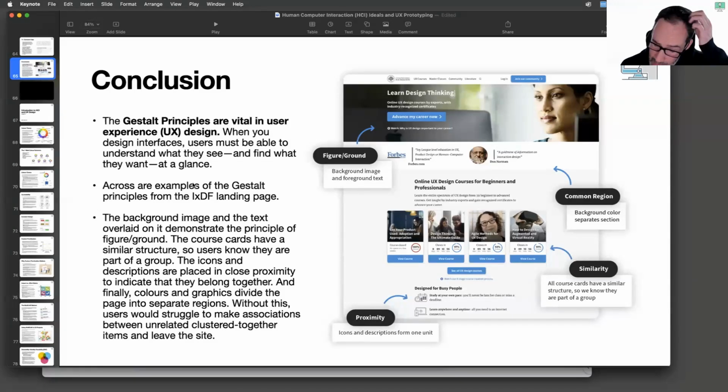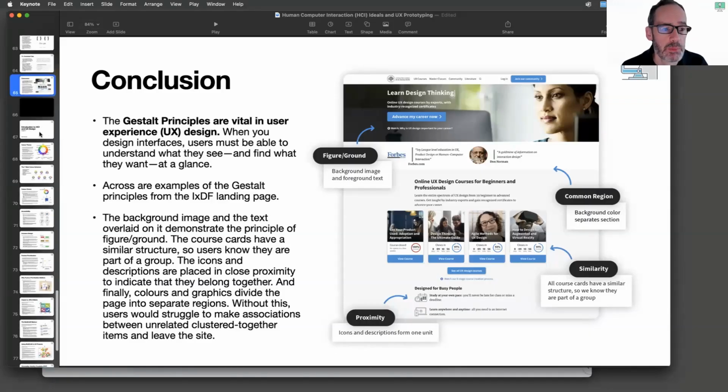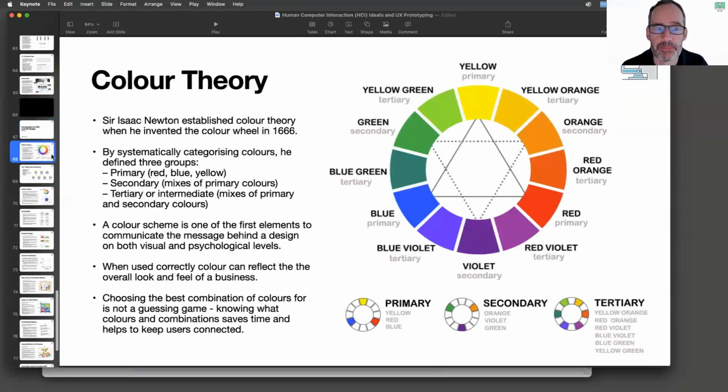So look, any questions about any of the Gestalt principles or the 8 golden rules? No questions? Let's move on to today then.